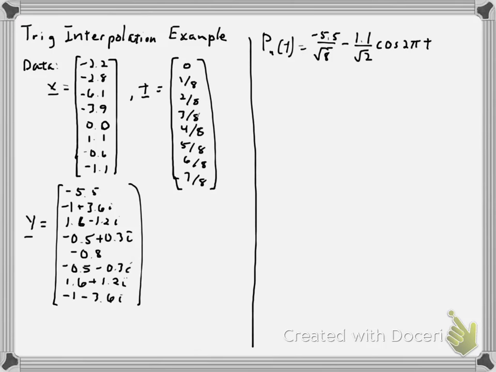Remember, our formula was 2k pi. In our summation, the formula for the cosine is 2k pi times t minus c over d minus c. In this case, if k is 1, c is 0, and d is 1, we get this nice simple formula, 2 pi t. And then we have a minus 3.6 over the square root of 2 sine of 2 pi t.